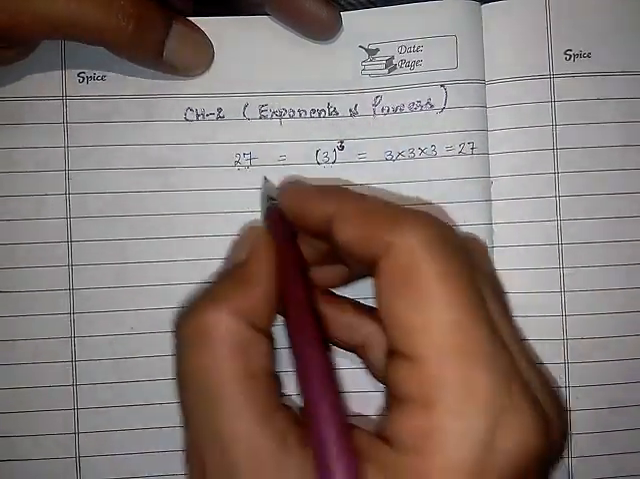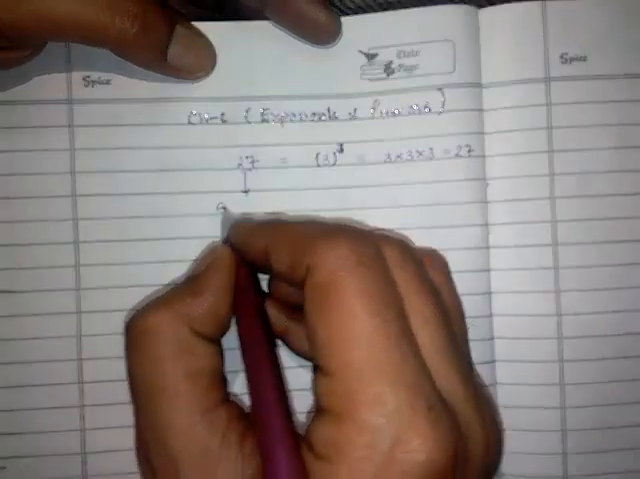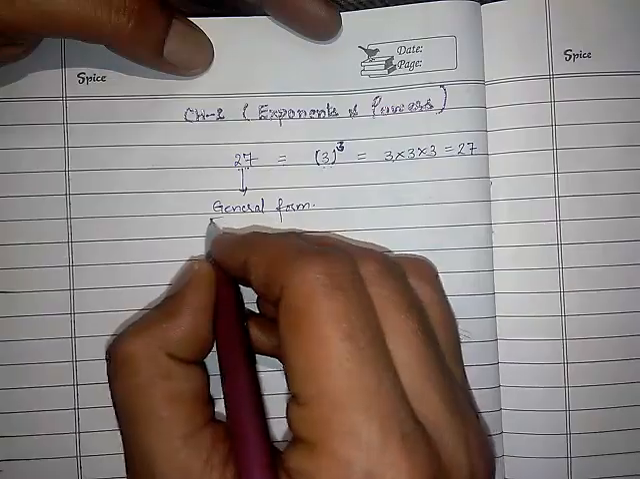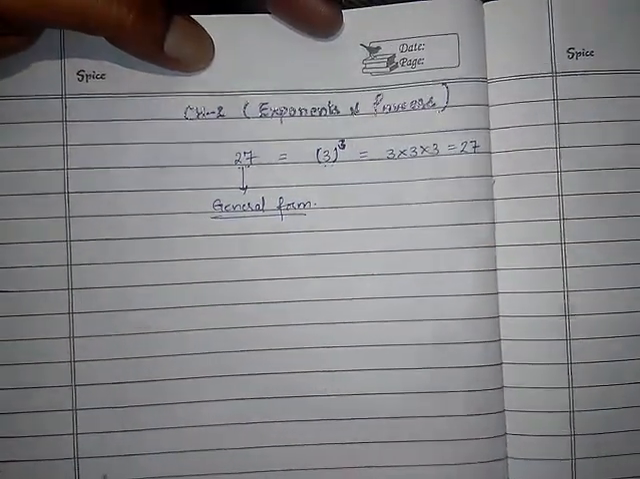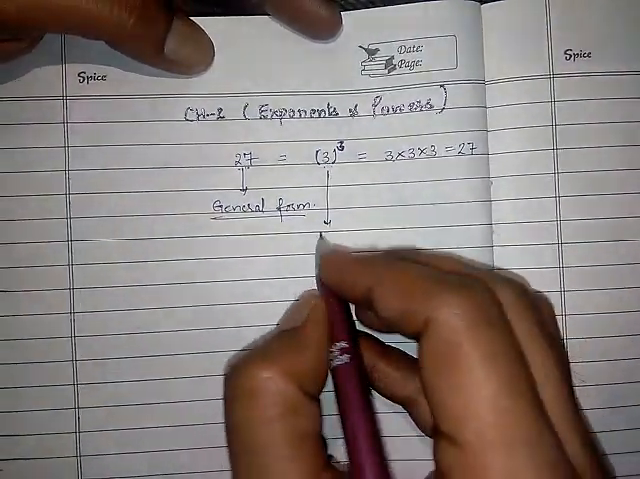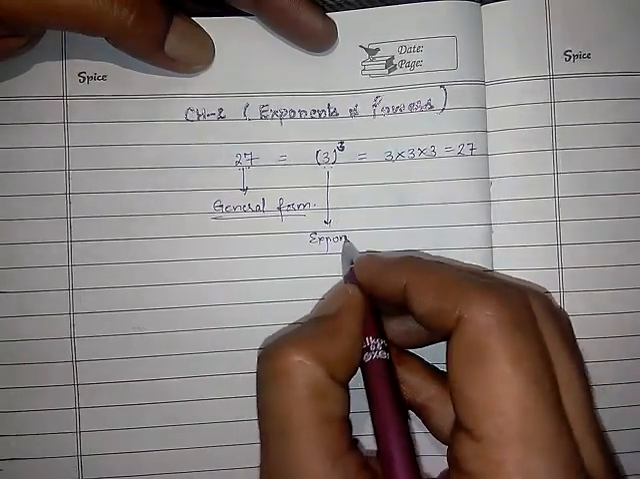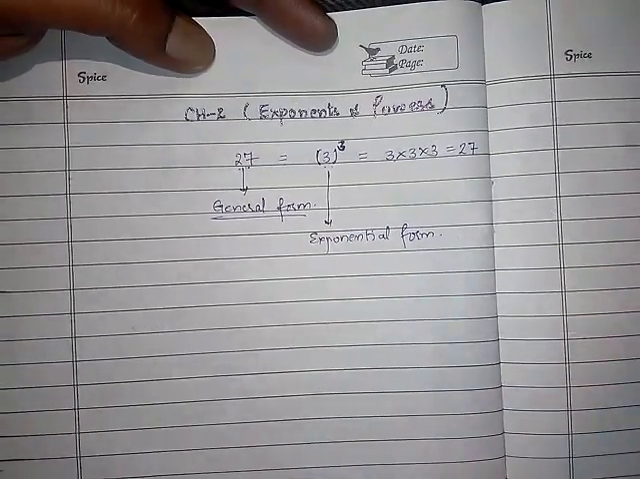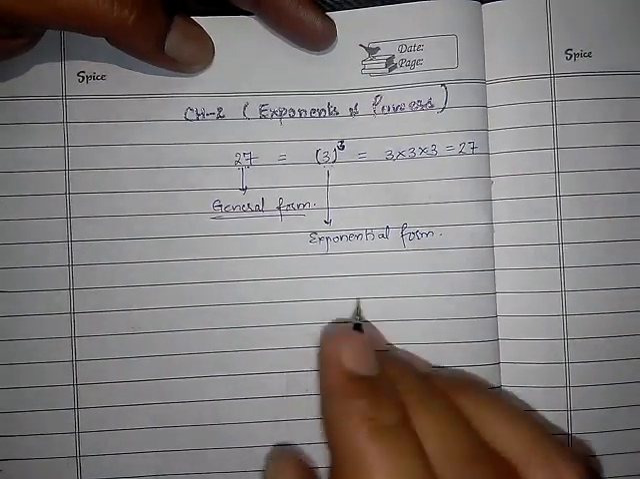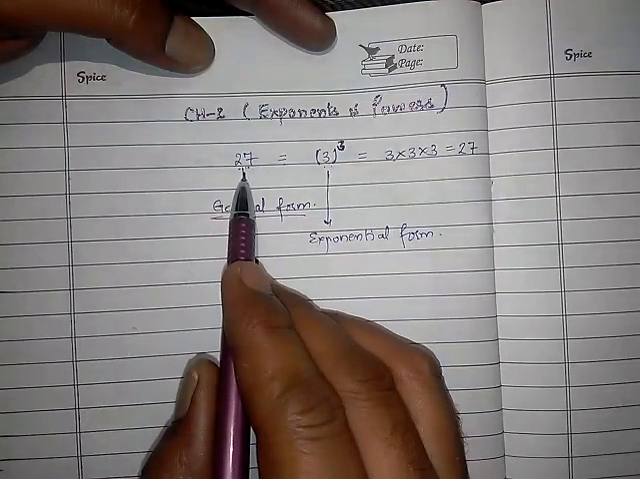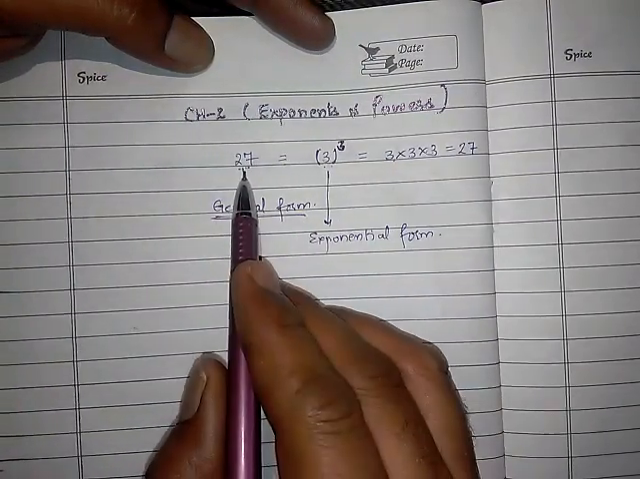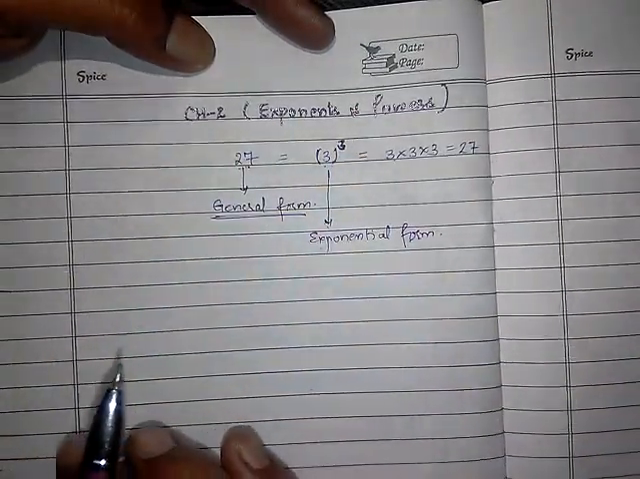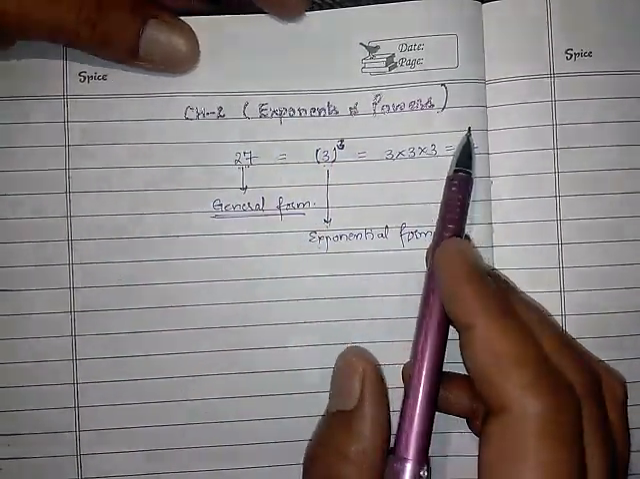Clear? So now this 27 is called the general form, and this, 3 raised to the power 3, is called the exponential form of the number, right? Already we know very much about these general numbers, but let us talk about this exponential form in this chapter because we have to deal with exponents and powers.